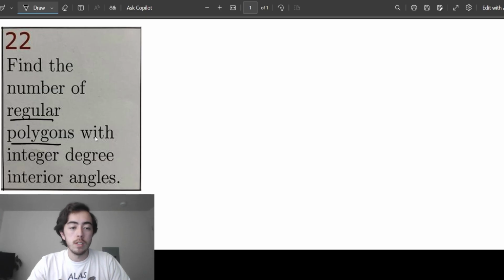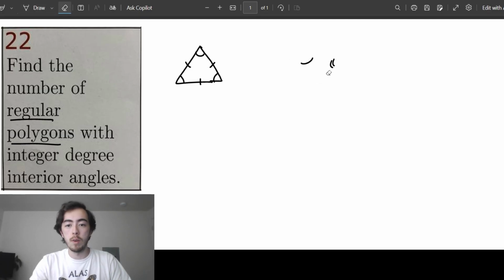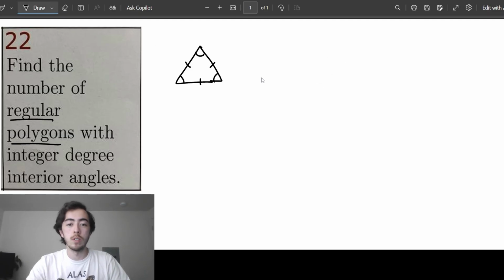Regular polygons are just shapes that are closed, and the sides and angles need to all be congruent to each other. For example, an equilateral triangle is a regular polygon because all its sides and angles are congruent. But something like a rhombus is not a regular polygon because even though we do have congruent sides, the angles are not all congruent to each other. If we did want a regular polygon with four sides, a regular quadrilateral, that's just our square.